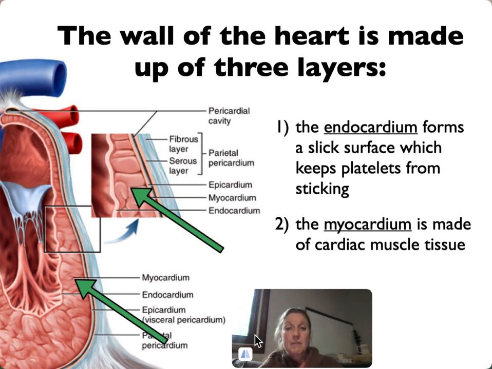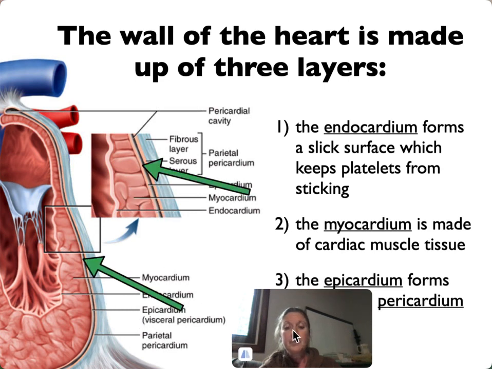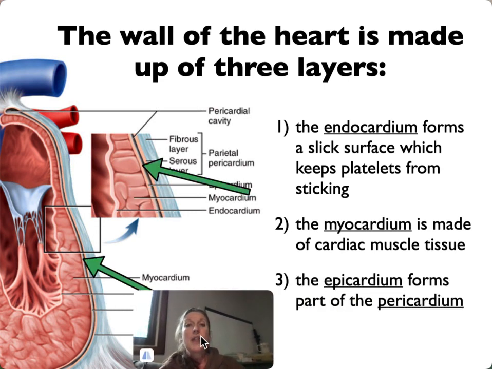The myocardium is the next layer moving outwards. Myo means muscle, so this is where the cardiac muscle is that actually does the work of the heart. And the outermost layer is called the epicardium. Epi means covering. And the epicardium is part of the pericardium, a serous membrane, which we're going to talk about on the next slide. If you look at this more magnified image, the beige line that's right next to the myocardium, that is the epicardium.